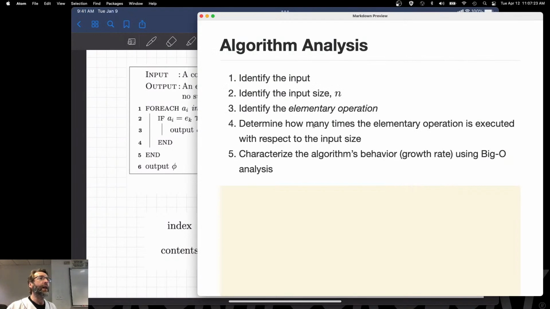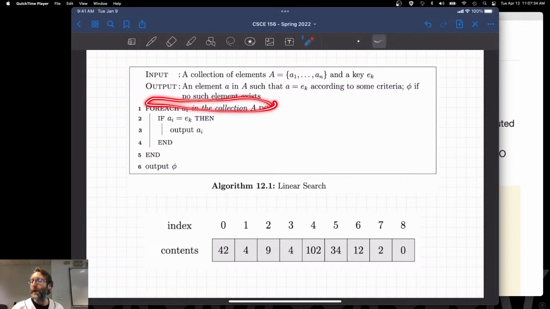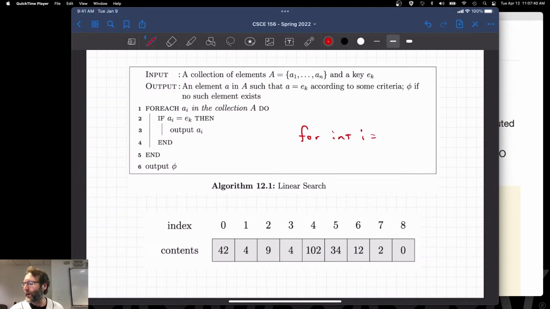3, you identify the elementary operation. There's a whole lot going on with this algorithm, right? For example, if I were to actually implement this in, say, Java or Python or C or something, I would have a for loop that looks something like this, right? For int i equals 0, i is less than n, i plus plus. What's all going on here? Well, I've got the creation of a variable and an assignment, right? So 2 operations right there.